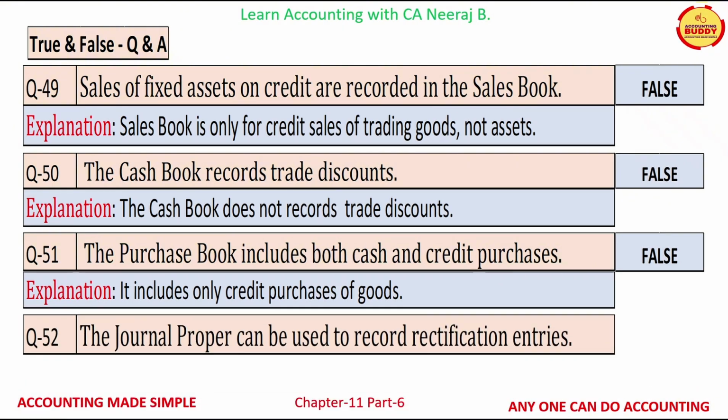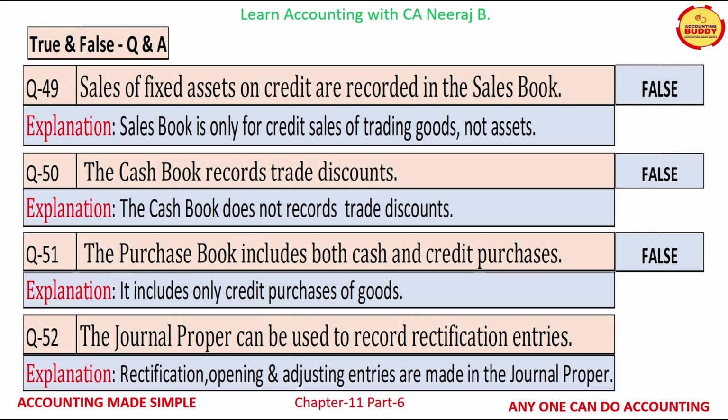Question number 52: the journal proper can be used to record rectification entries. And the fact is, rectification entries, opening and adjustment entries are made in the journal proper. Therefore, it is a true statement.